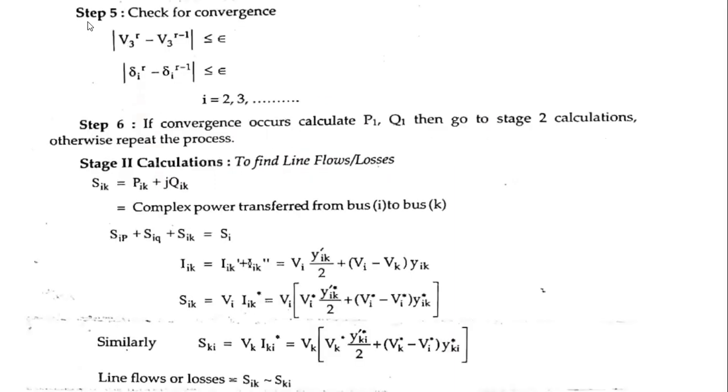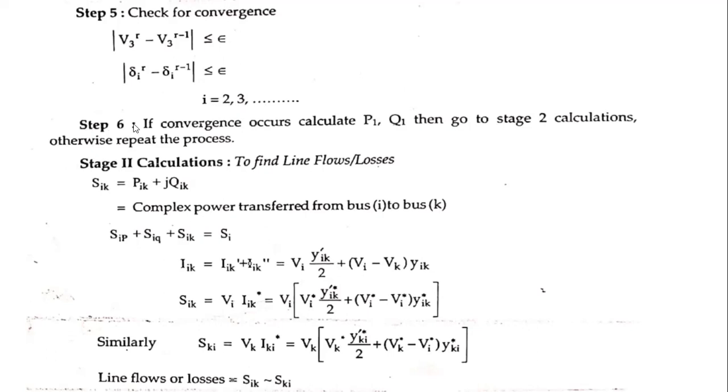Next, step 5: check the convergence. What is that convergence? V3 of r, where r means the rth iteration. V3 of r minus V3 of r minus 1 is less than or equal to epsilon naught, and delta i of r minus delta i of r minus 1 is less than or equal to epsilon, where i is equal to 2, 3 and so on.